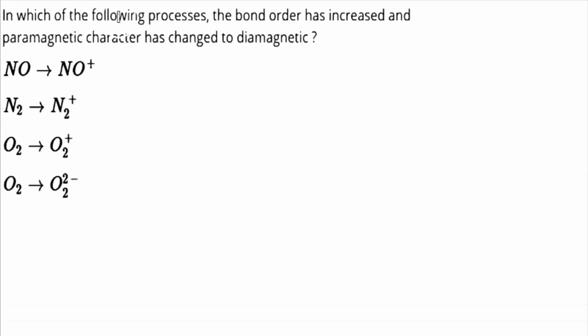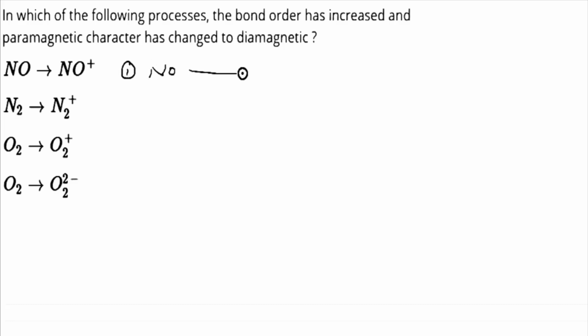In which of the following processes the bond order has increased and the paramagnetic character has changed to diamagnetic? Now there are 4 processes given over here, and we will have to write down the molecular orbital configuration for each one of them, and then analyze as to where the bond order has increased and where the paramagnetic character has changed to diamagnetic. So one by one we'll be dealing with it.